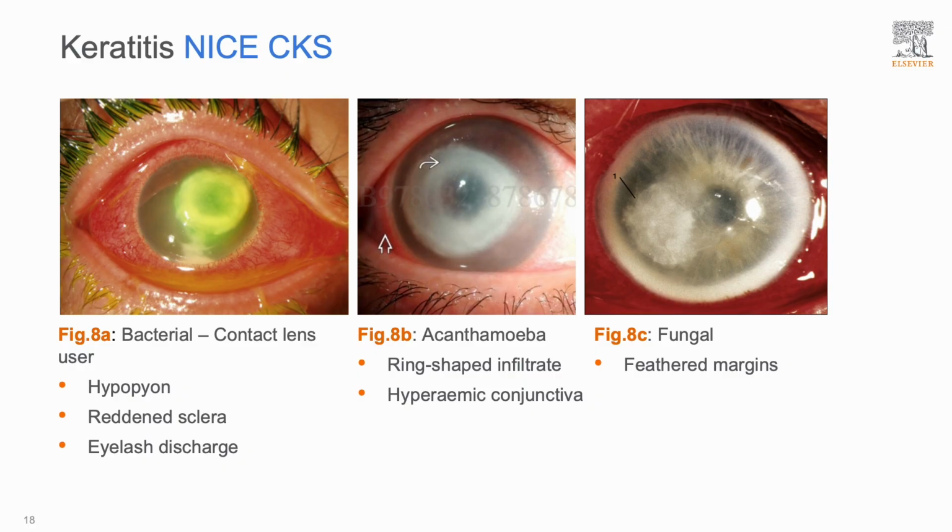Moving on, in Figure 8b, we have an example of acanthamoebic keratitis. There are 2 main features which we can see here. In the first white arrow, we can see a ring-shaped infiltrate, and the second arrow in the periphery is hyperemic conjunctiva. Lastly, in Figure 8c, we have a classic example of fungal keratitis, as demonstrated by the feathered margins.